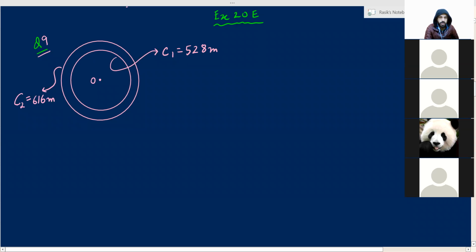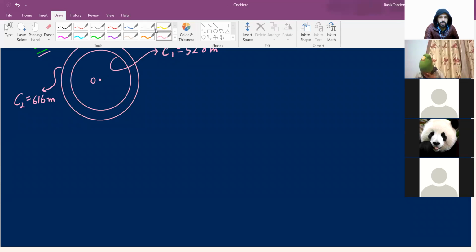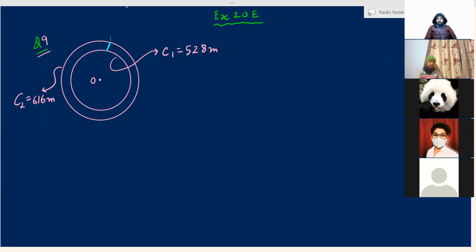All of you got it. These two things are given: inner circumference and outer circumference. Now we have to find the width of the track. Width of the track means we have to find this thing, I'm marking it on the screen. What is this thickness? Can one of you tell me how to find the thickness of the track with the circumference? Yes, Lakshmi.